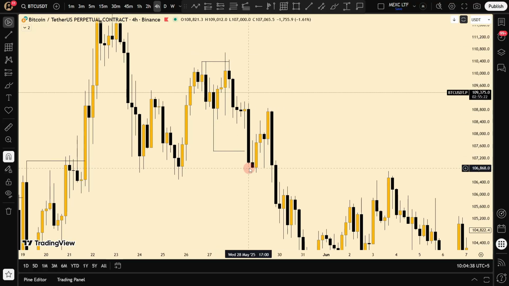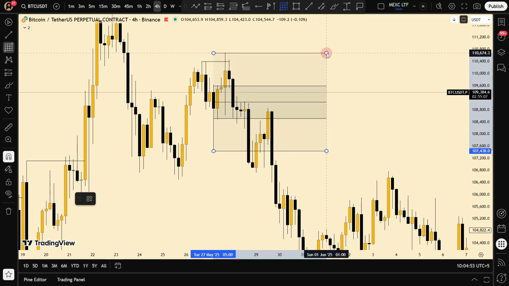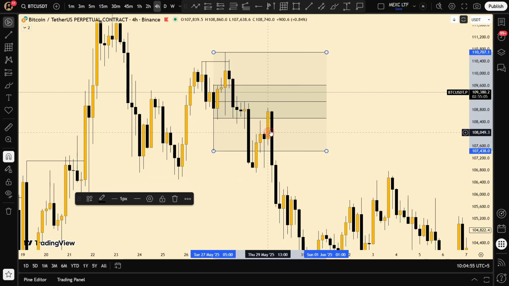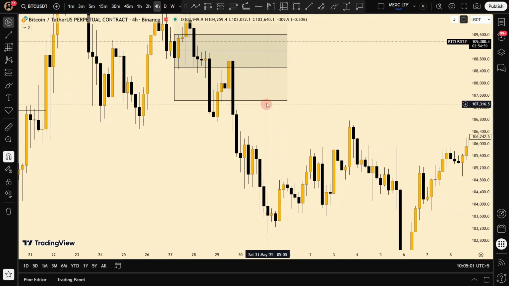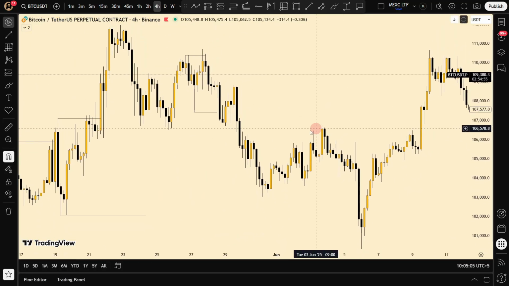Okay, so from this to this, we break the structure, and now we have what? Our protected high, our weaker low. And from there, I'll draw the zone again. When the price retraces, it comes to the 33 level and then goes down again. And it just happens all the time.